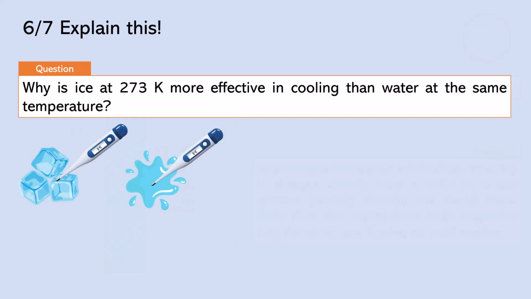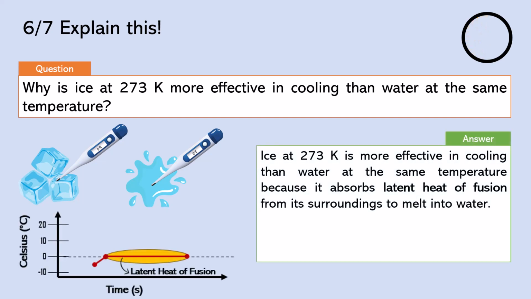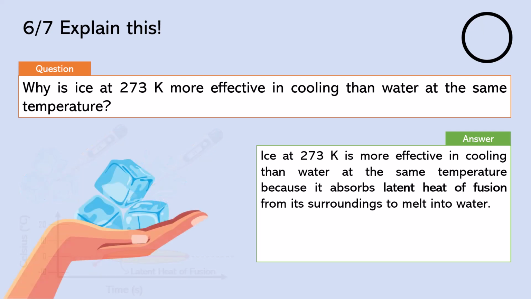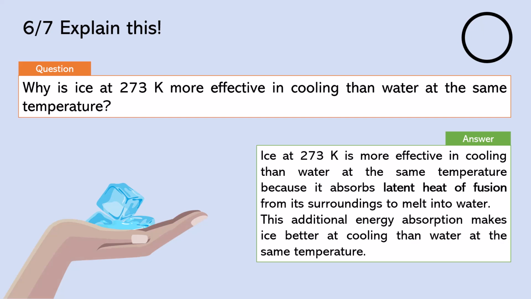Question 6. Why is ice at 273 Kelvin more effective in cooling than water at the same temperature? Ice at 273 Kelvin is more effective in cooling than water at the same temperature because it absorbs latent heat of fusion from its surroundings to melt into water. For example, if you hold ice in your hand it gets cold because the ice is absorbing the heat from your skin. This additional energy absorption makes ice better at cooling than water at the same temperature.